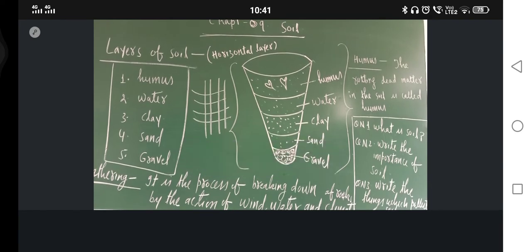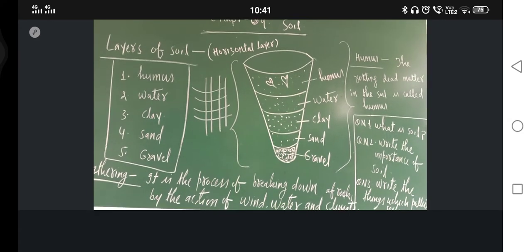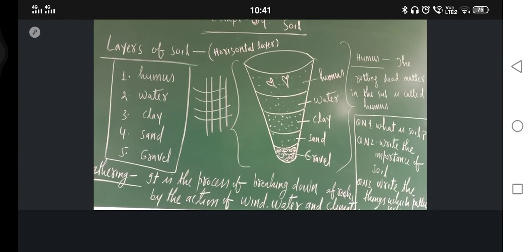So these are the five layers of soil which are found in any given sample of soil. Please make this diagram and understand how the different layers of soil are interconnected and each has its importance. Always remember one thing, that is the basic question: how is the soil formed?